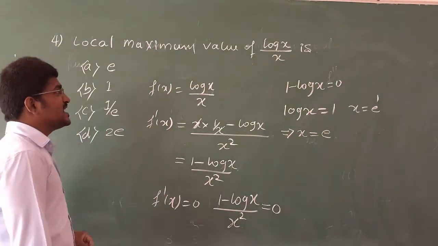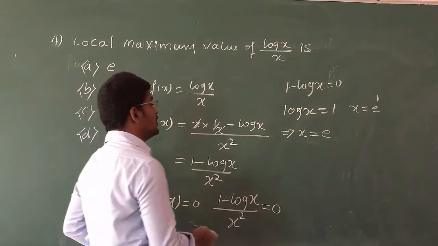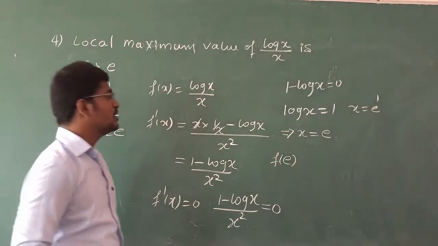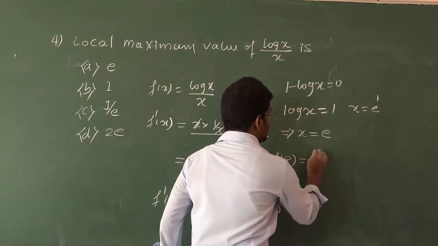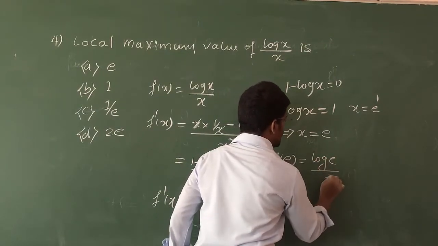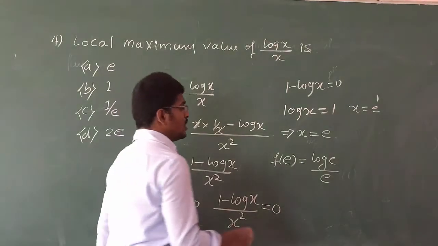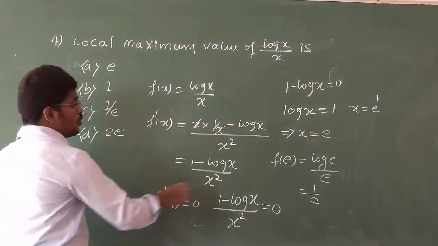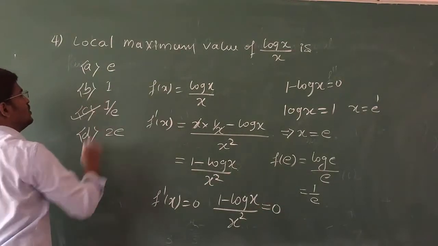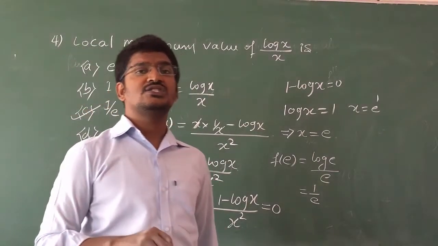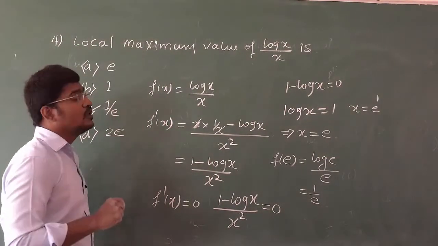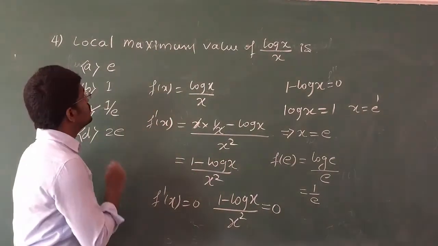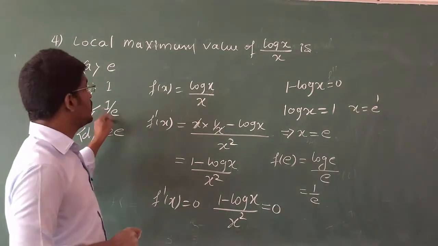Clear? So for that reason, what I will do here, I will take f of e, that will give you local maximum. So that is f of e equal to log e divided by e. So that is log e to the base e is 1 divided by e. Answer is 1 by e. So this 1 by e will be the correct answer for solving local maximum. Clear, students? From this you got the answer, that is 1 by e.